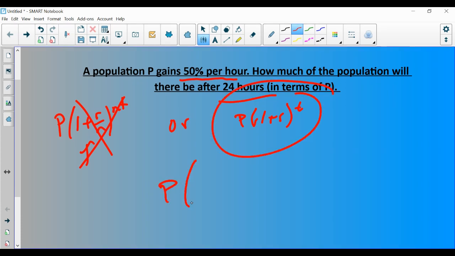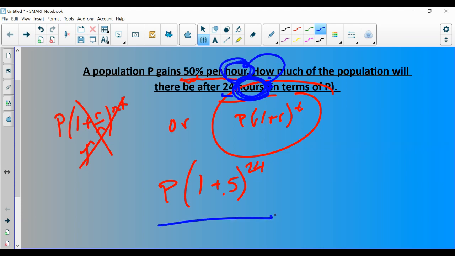We have our initial amount p, and we know it's gaining at 50% per hour. Turn 50% into a decimal by moving the decimal over twice, to the power of 24 in this case. Now, the reason why it's okay to use this number, even though this is in terms of hours here, is because we know it gains 50% per hour. So the unit of measurement matches how often it gains its percent.